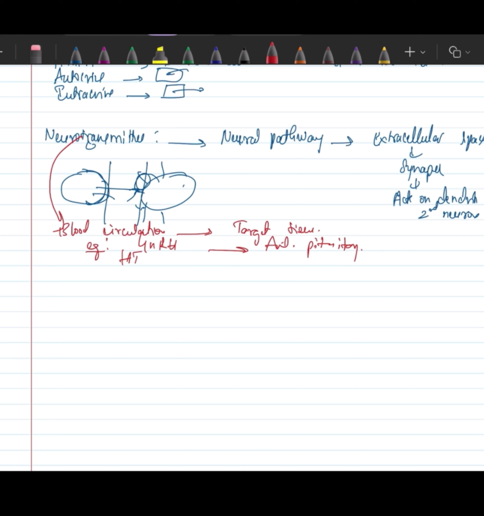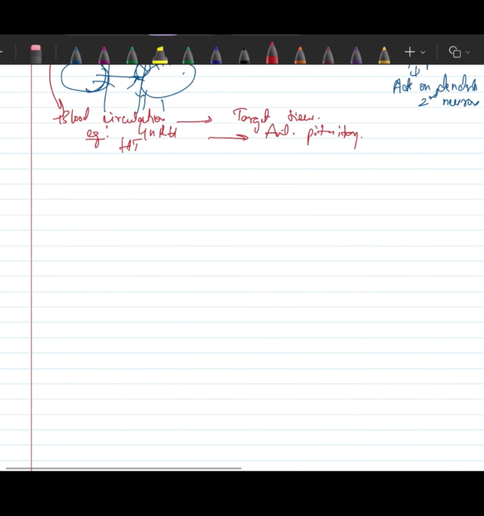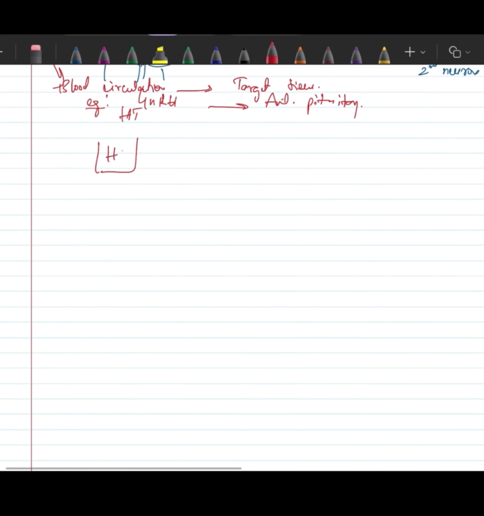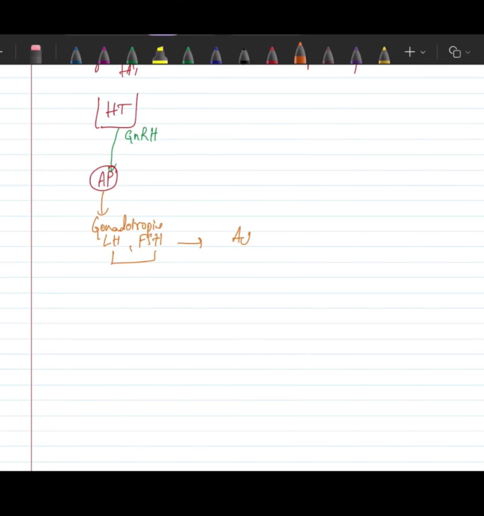So for reproductive function, we need the proper hormone at a certain level, acting on specific receptors. What we call the Hypothalamic-Pituitary-Gonadal axis should be intact. So what does the hypothalamus do? The hypothalamus releases gonadotropin releasing hormone, which passes through the portal vasculature and reaches the anterior pituitary, where it acts on the gonadotropes and leads to release of gonadotropins like LH and FSH. These LH and FSH bind to theca cells and granulosa cells in the ovary and exhibit their functions.